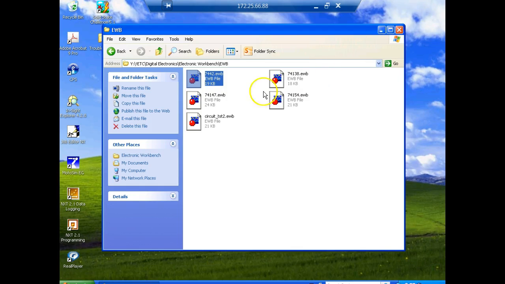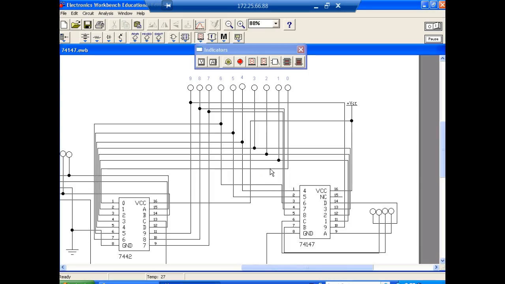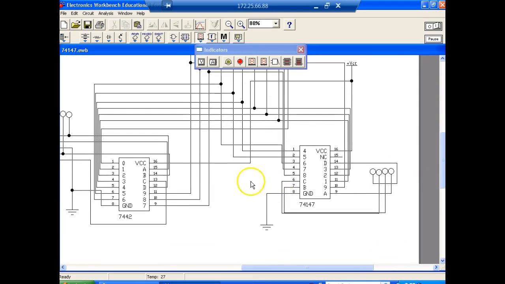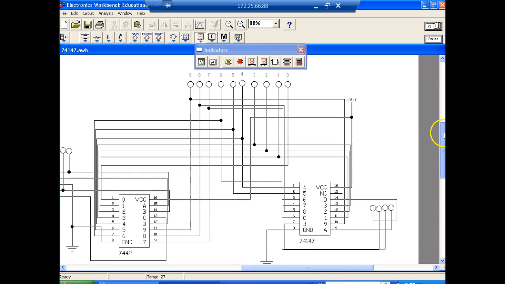So I think I got it set up like that, 74147. So here we have a 7442 that's doing what? It's taking binary and converting it to decimal. And then I'm taking the output of these circuits. But you got to understand, this is a lot of circuitry. It takes a lot of wires. Looks very impressive.